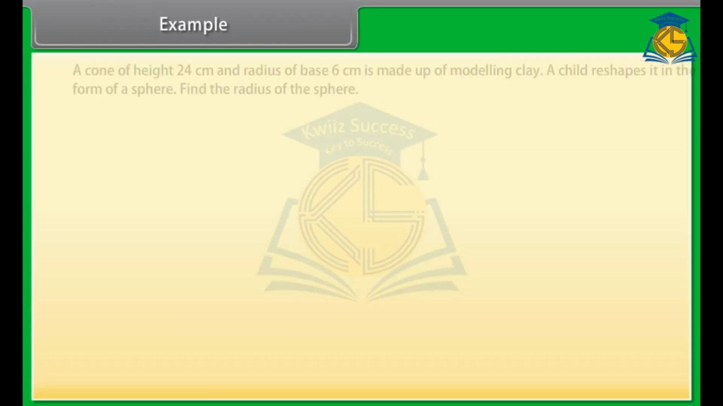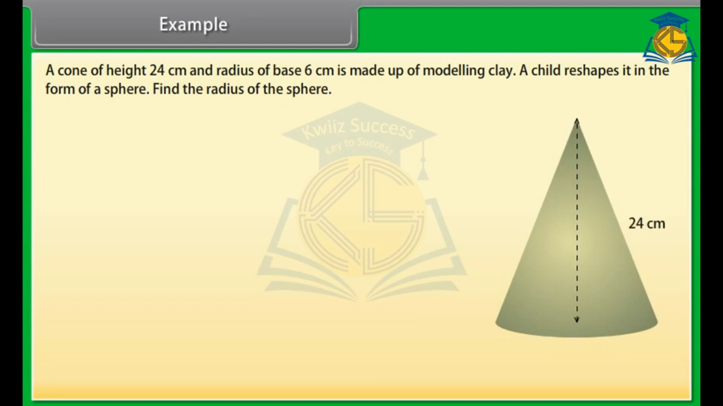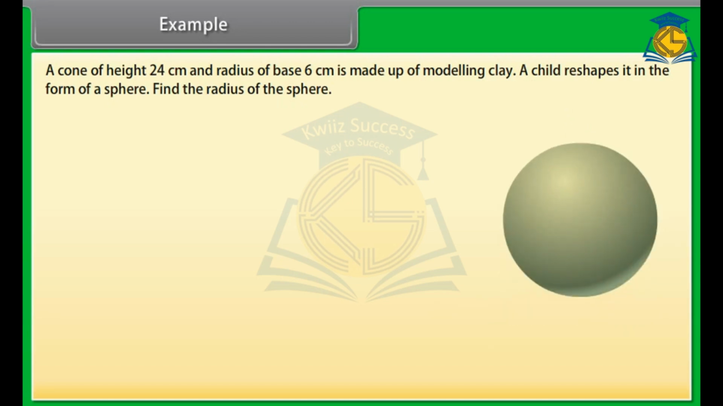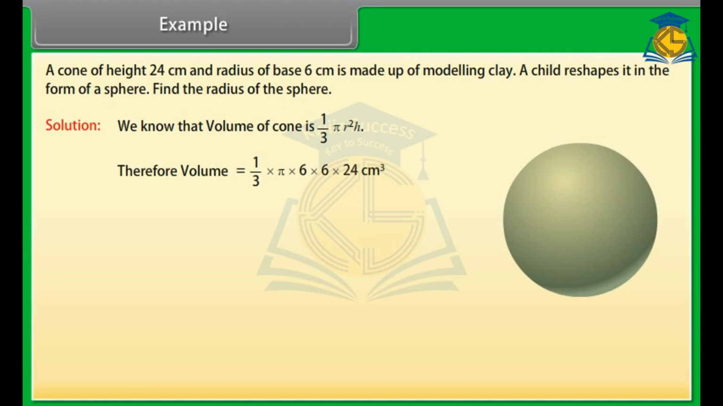Example. A cone of height 24 cm and radius of base 6 cm is made up of modeling clay. A child reshapes it in the form of a sphere. Find the radius of the sphere. Solution. We know that volume of cone is 1 by 3 pi r square H, which is equal to 1 by 3 into pi into 6 into 6 into 24 centimeter cube.